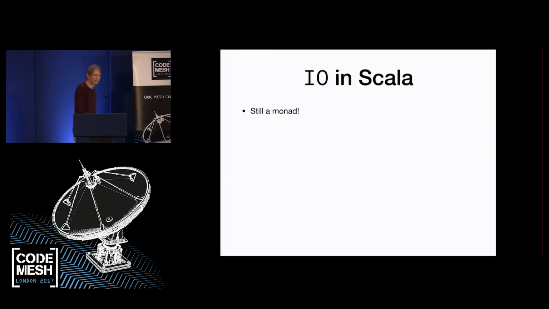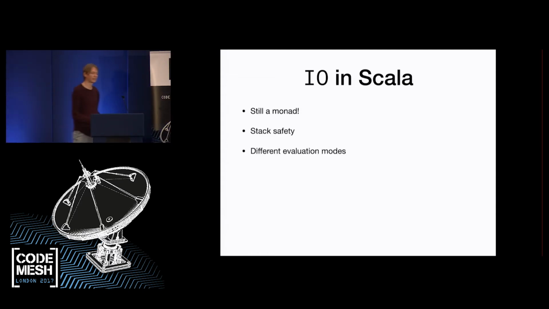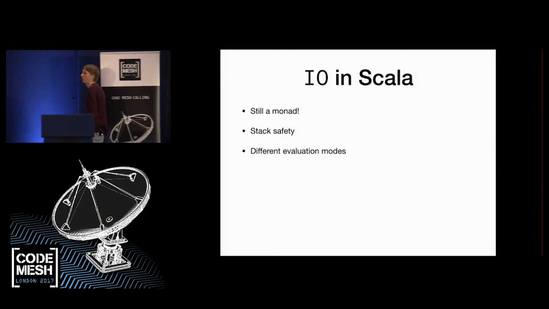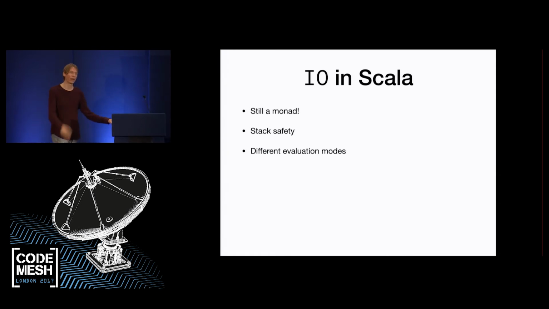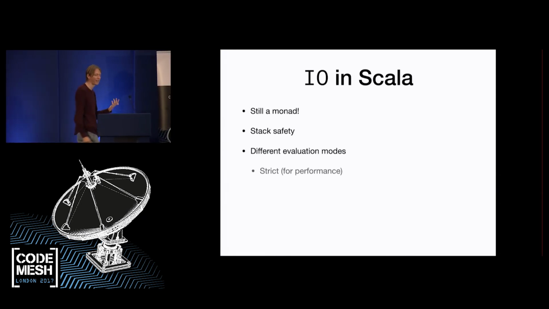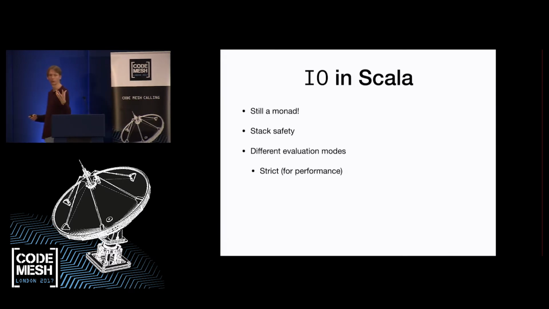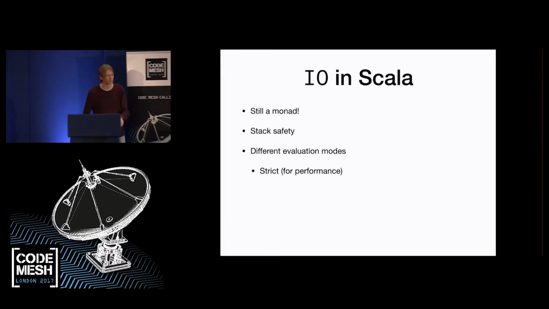So there are going to be a lot of things that are different about the I/O monad on the JVM, but a lot of things that are going to be the same. It's still going to be a monad, great. It's going to manage stack safety for us. It's going to have different evaluation modes. In Haskell, there's only one way to construct an IO with a pure value, and we should probably have that way in Scala. It should be some sort of strict pure value that we've already computed, because strict computation is faster on the JVM than lazy computation.